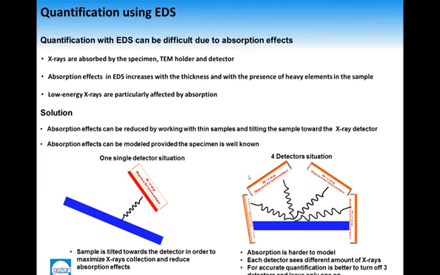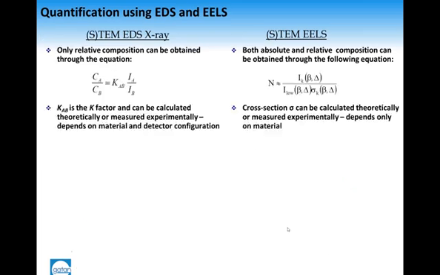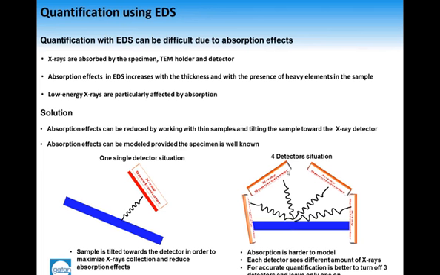Or we have the 4 detector situation. So here we have 4 detectors wrapping the sample. So here with X-rays, we have pretty good efficiency for X-ray collection. But again, modeling absorption is going to be hard because each detector is going to see a different amount of X-ray. It's going to see different areas of the sample. So the best way is basically switch off 3 detectors and tilt the sample towards one detector.